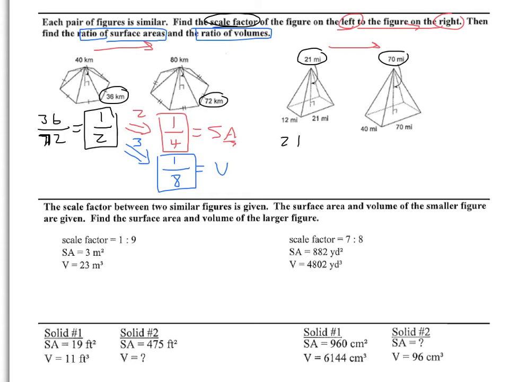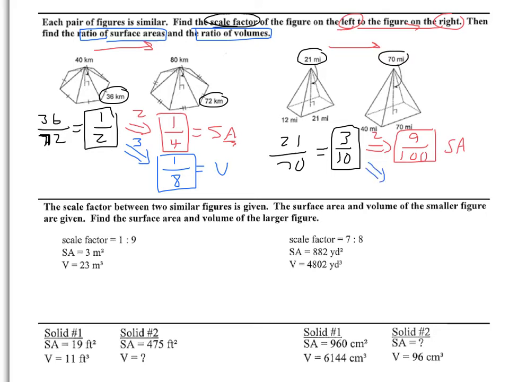So the next one, left to right again, I'll just choose these two. So 21 over 70, left to right, reduces to 3/10. This is the scale factor. To find the ratio of areas, I will square each of those and get 9/100. That's the ratio of surface areas.